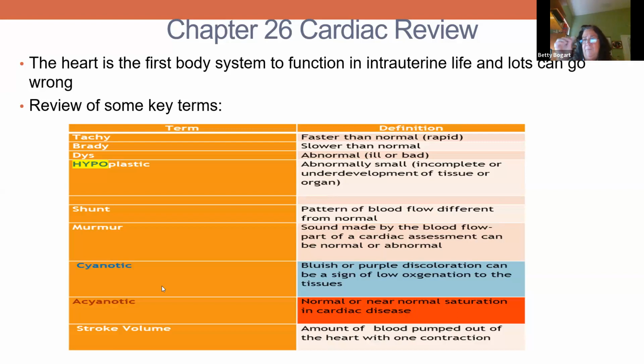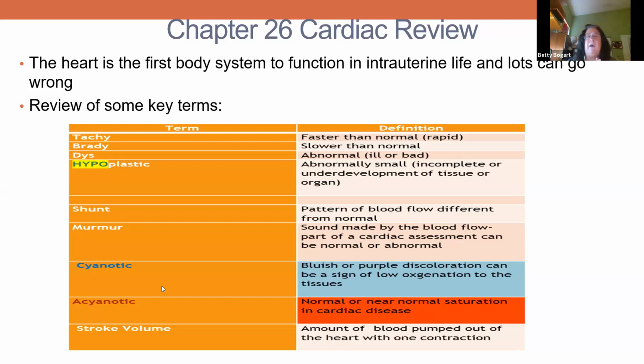It's really, really early if we can get a hold of it. So the heart, one of the first things that is working. Now, terms. Tachy is fast, Brady is slow, dys is something that's not right, like dyspnea, difficulty breathing, right? Dysphagia, difficulty swallowing. So that's the dys. Hypoplastic is something where it's small. It didn't form at the right size. For instance, there's something called a hypoplastic left heart. Left ventricle is born very small and it doesn't work and the muscle doesn't work.